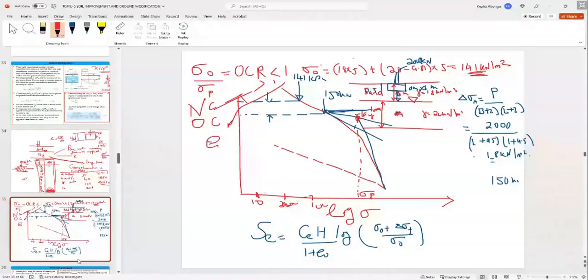OCR is over consolidation ratio. OCR compares the initial stress over the pre-consolidation stress. So this is the pre-consolidation pressure. So anything around here, where the initial loading and the final loading are around here, soil is over consolidated. Outside here, it's normally consolidated. And normally consolidated soils will undergo very high settlement.